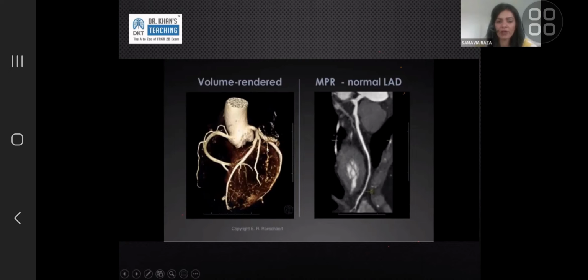So this is just to tell you what the best guide it is for, in my opinion. It is a guide for image quality. If you do see a really nice volume rendered image, you know it's a good quality scan. If you see it all choppy and blurry on this, you know it's going to be a hard scan. I'll have to reconstruct again and again.